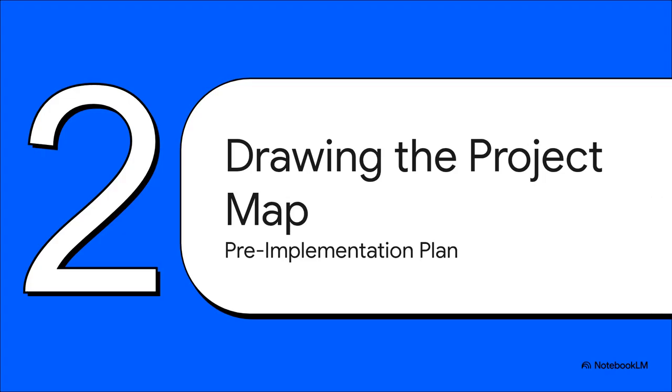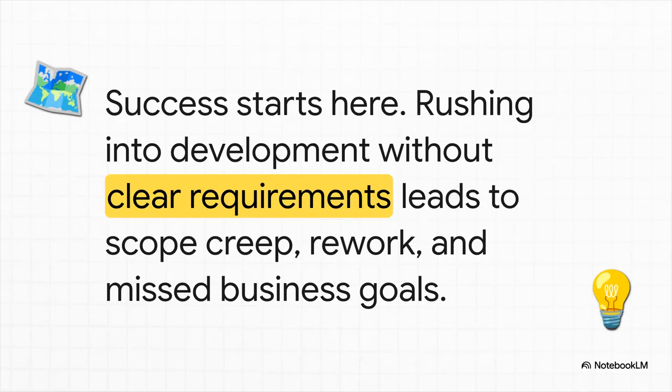Okay, so we get the basic architecture. Now we're at what is, without a doubt, the most critical part of this whole thing, drawing the project map. This is all about pre-implementation planning. And I really can't say this enough. Getting this part right will save you from so many headaches later on. Seriously, rushing into coding without a clear plan almost always leads to wasted time, blown budgets, and a final product that doesn't even do what you needed it to do in the first place.